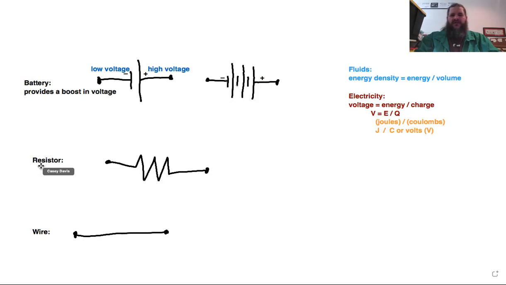And a resistor also involves voltage. But a resistor doesn't really provide a boost in voltage. Instead, let's say you've got a low voltage zone on one side of a resistor and a high voltage zone on the other. And presumably these voltages would be caused by something else. Maybe you connect this to a battery and this end is connected to the positive terminal, creating a high voltage zone. And this end is connected to the negative terminal, creating a low voltage zone. If there's a difference in voltage across a resistor, what would you expect to happen?